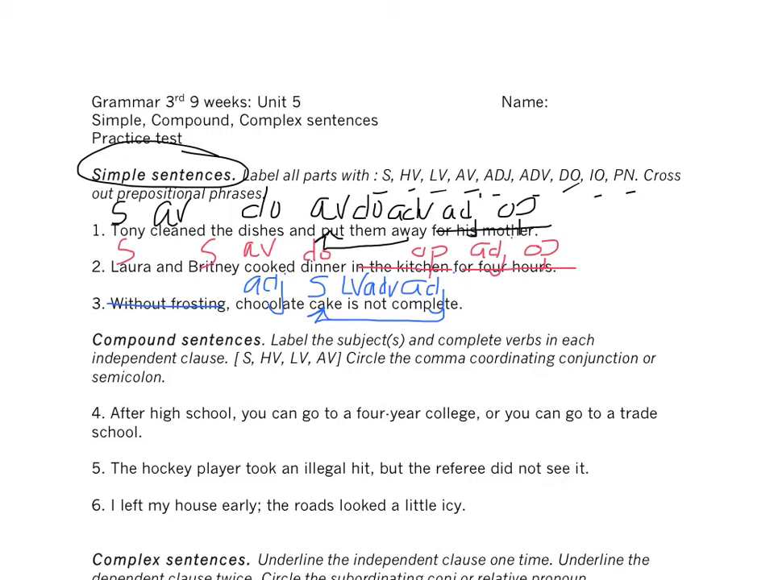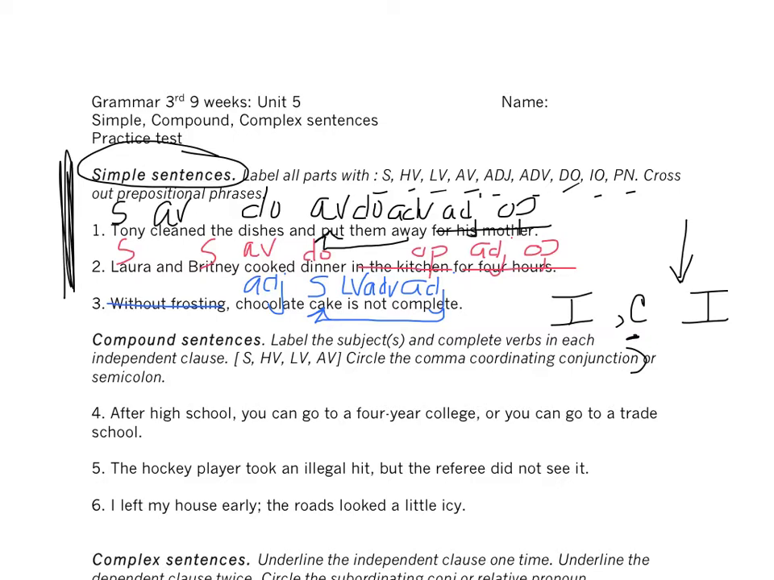The next section deals with compound sentences. As you know, a compound sentence is an independent clause with either a comma and a coordinating conjunction or a semicolon in between the two. Make sure that you don't capitalize the first letter of the first word in the second independent clause. So in these, I'm going to ask you to simply find the subject and verb in each independent clause, or else it would just be a repeat of what we were doing up here, and I don't think that's necessary. You already showed me you could do that.